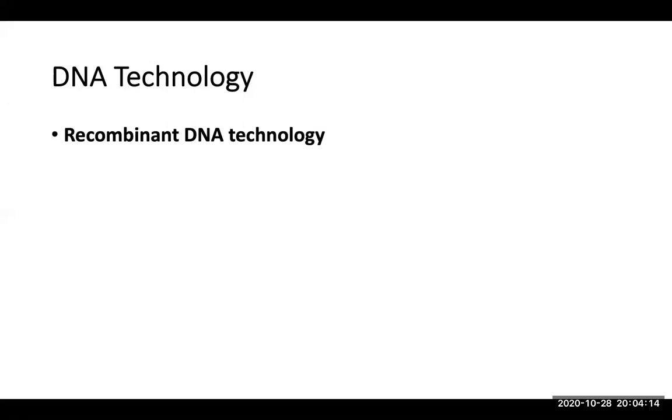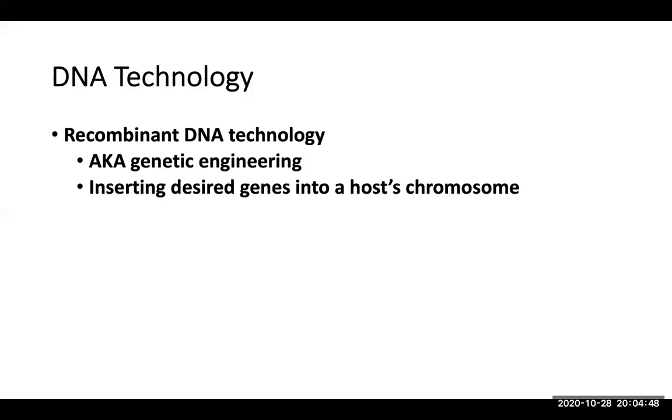Knowing how bacteria do things, we can take those mechanisms and control them, manipulate them, so that bacteria and other organisms can produce stuff for us. So recombinant DNA technology is taking one or more genes of interest, inserting them into an organism, and having that organism produce the protein for us. Another way to say that is genetic engineering. And that's what you're doing in the simulation to produce the erythropoietin. So, inserting the desired genes into the host chromosome.